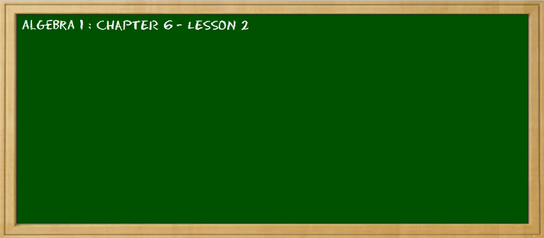Hello class, we're back on set 2 problems for lesson number 2 of chapter 6, and we have here problem number 4. We're told to write a formula for each of the following tables. Begin each formula with y is equal to. So we need to observe what's going on with all of these numbers, particularly as they relate to one another.